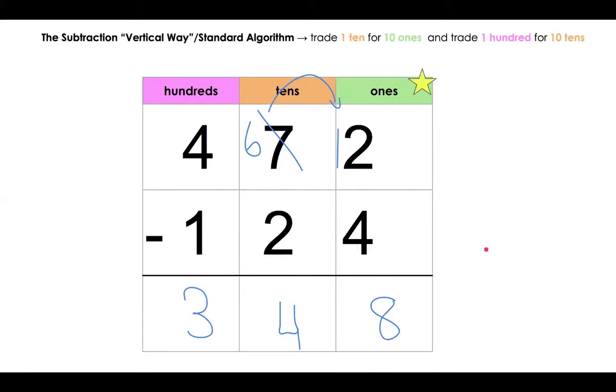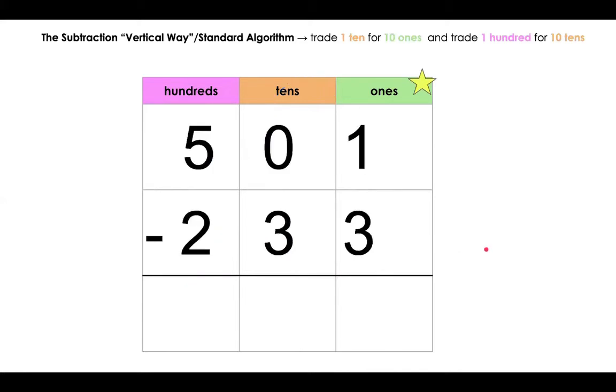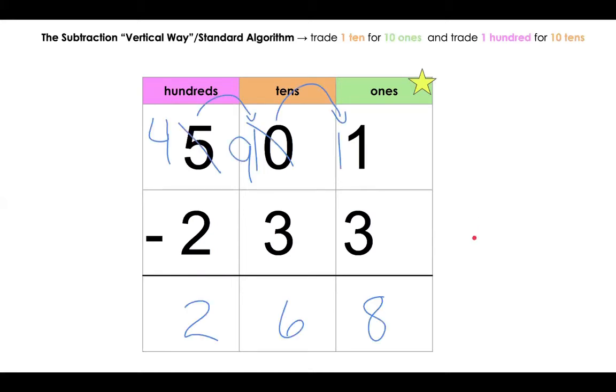Let's check out a different problem. 501 take away 233. This problem might be a little bit tricky, but I want you to try and figure it out on your own. Go ahead and pause the video and check back with me. Welcome back.